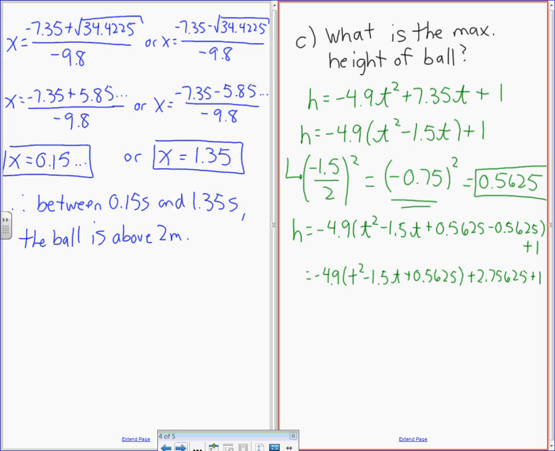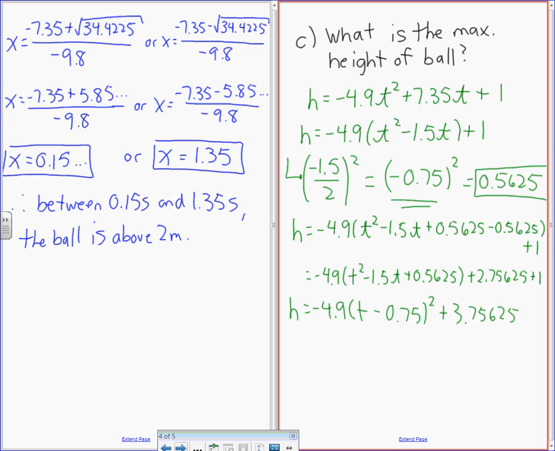Alright, Jessica, what's my final answer then? Go ahead. h equals negative 4.9 bracket t minus 0.75 bracket squared plus 3.7565, rounding to 3.76. Yeah, that's okay. Okay, great.